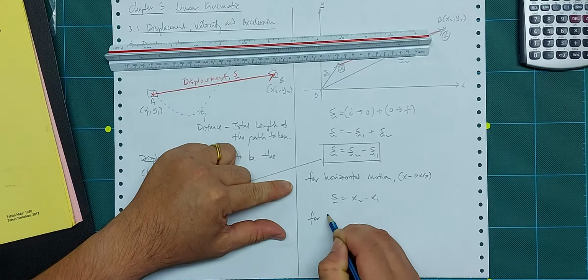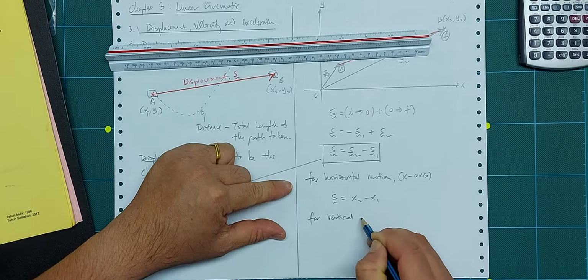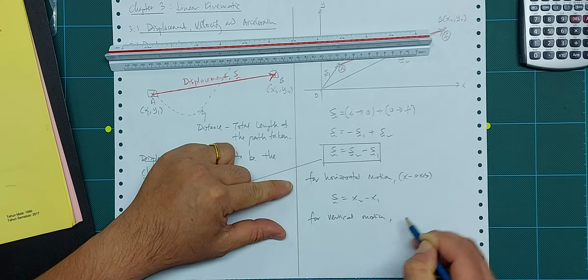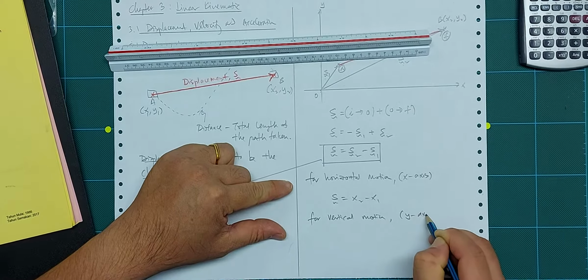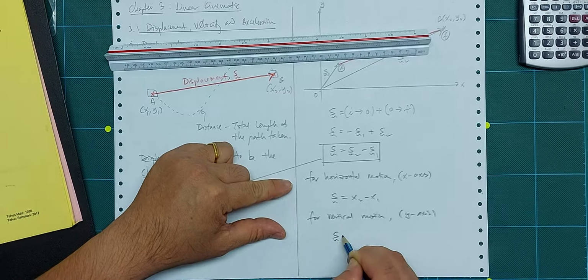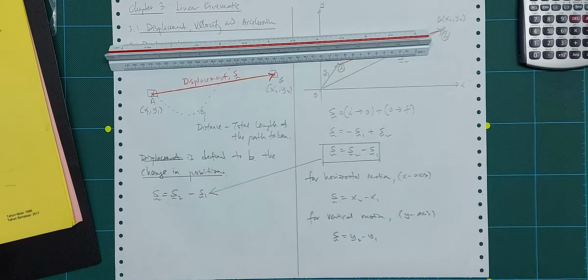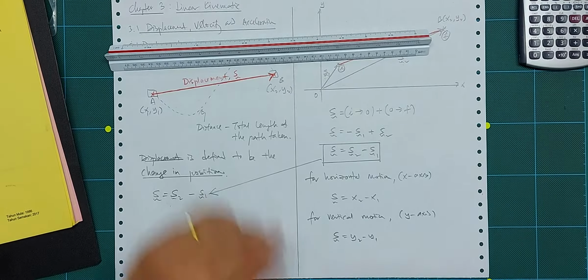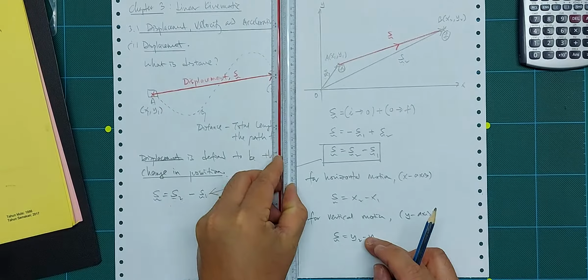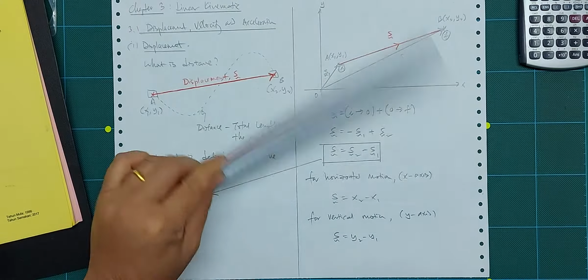And then for vertical motion, we are referring to the y-axis. Then your formula will be y2 minus y1. Okay, y2 minus y1. They are the same concept, except now you are referring to vertical motion instead of horizontal.